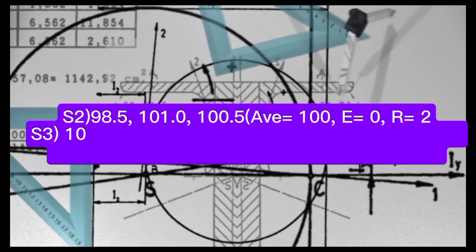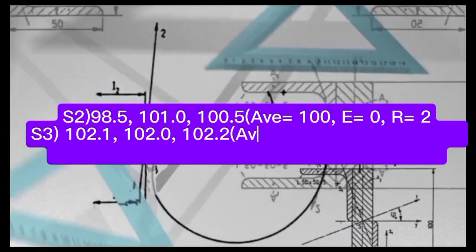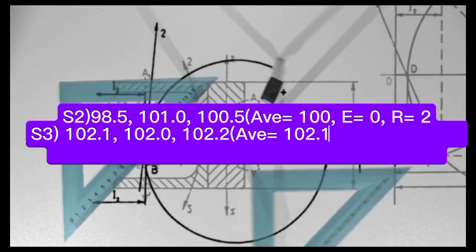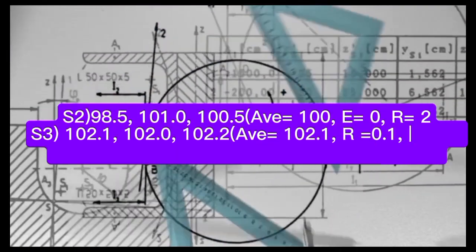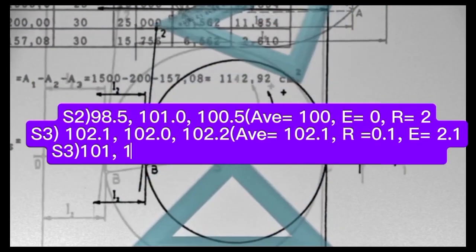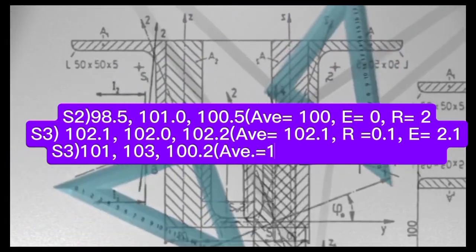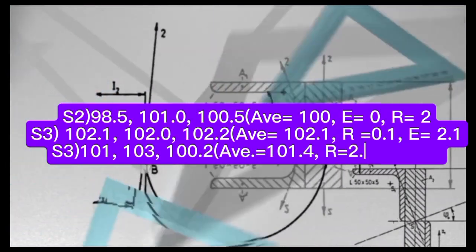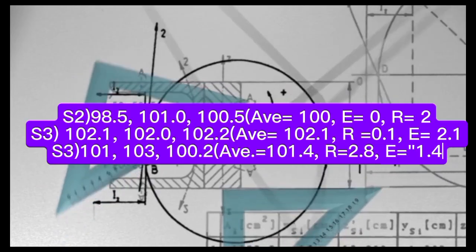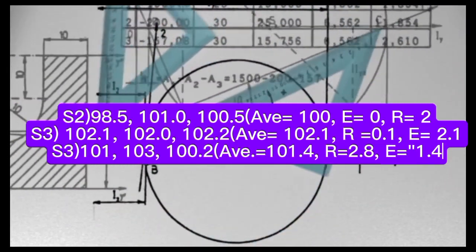The third one is 102.1, 102.0, 102.2. The average result is 102.1, the error is 2.1, and the range is 0.1. The fourth measurement is 101, 103, and 100.2. The average is 101.4, the error is 1.4, and the range is 2.8.